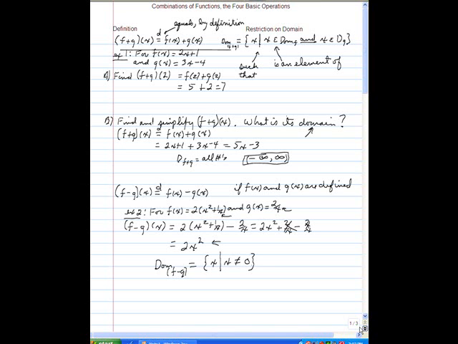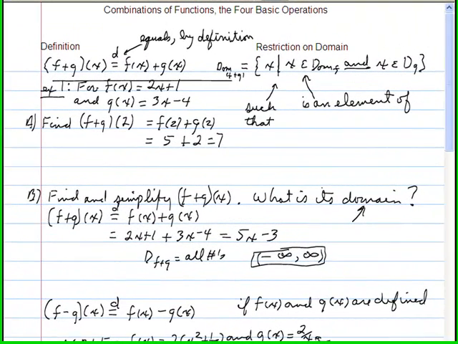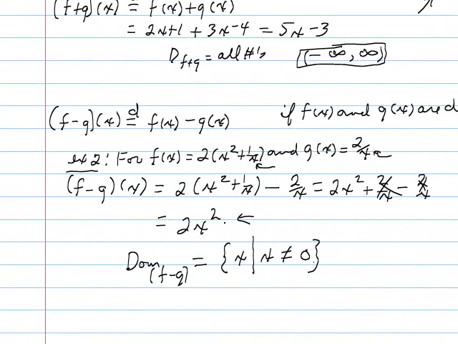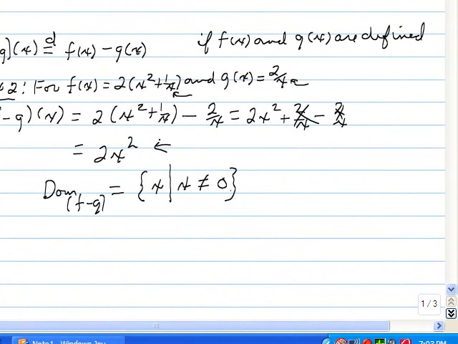Before heading into the last two examples, let's recap where we've been. First off, the definition. The combination function f plus g is defined by the following. F plus g of x is equal to f of x plus g of x. X is in the domain of f plus g, provided that x is in the domain of f and x is in the domain of g. The difference function was defined the same way.